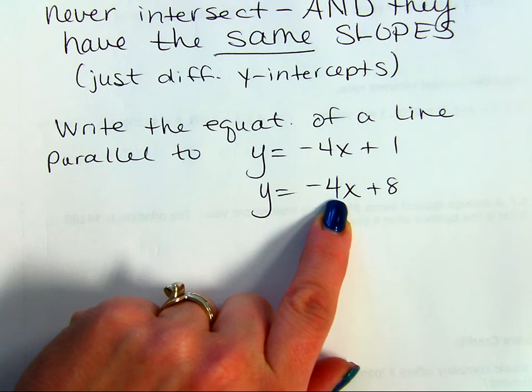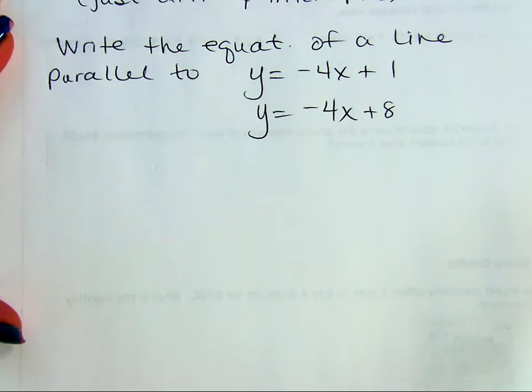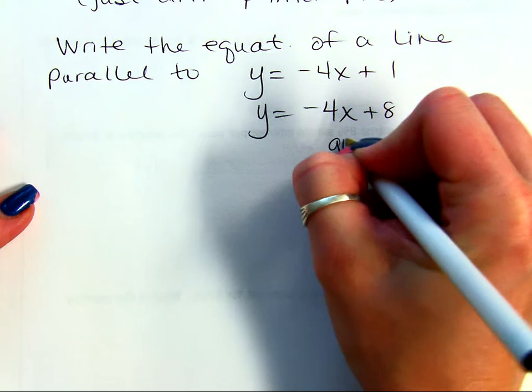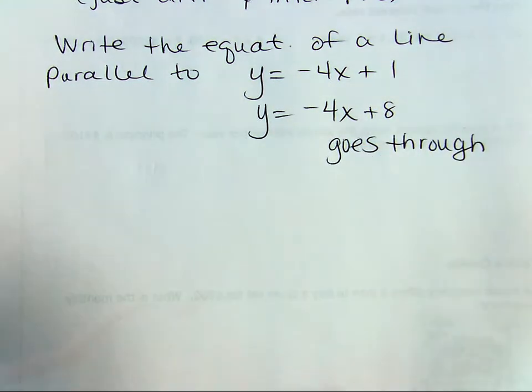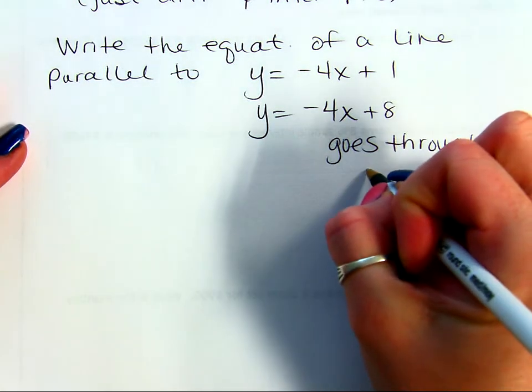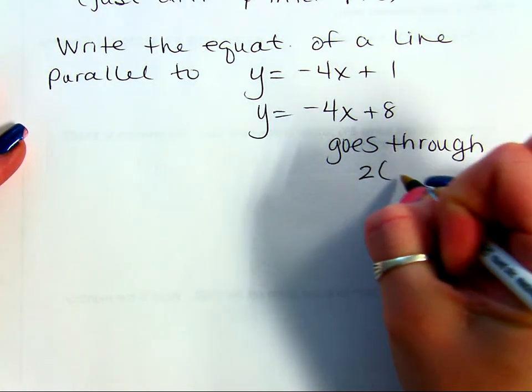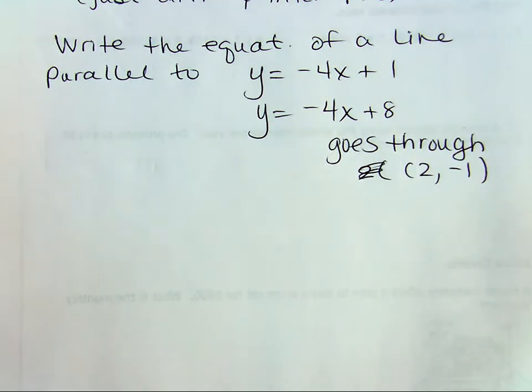That kind of problem they're not going to give you. They're not going to say, hey, write an equation of a line just parallel to it. They are going to say, write the equation of a line parallel to this line, but it also goes through 2 comma negative 1. Okay? Now that's a little bit of a restriction. We have to make sure it goes through that point.